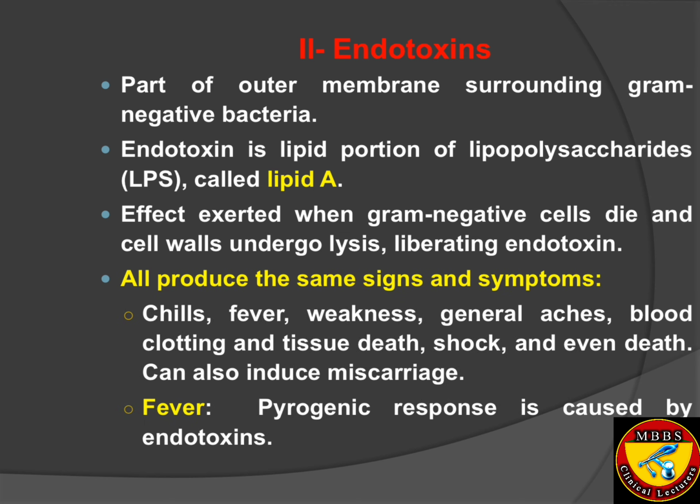All produce the same signs and symptoms, which are chills, fevers, weakness, generalized aches, blood clotting, tissue death, shock, and even death. This endotoxin can also cause miscarriages. The fever produced by these endotoxins, a pyrogenic response, is caused by endotoxin release.